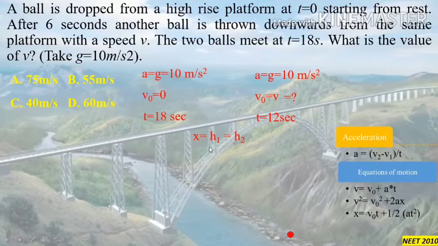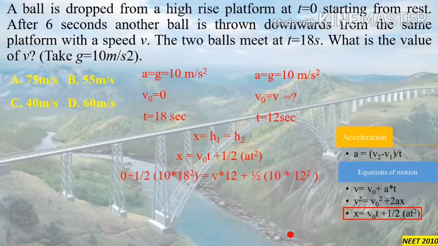To find out the distance travelled by any accelerating body, we have the third equation of motion. So using this third equation of motion for both the cases, we can write like this equation. For the first case, we can use a equal to 10, v0 equal to 0 and time t equal to 18 seconds. So v0 equal to 0, that is why the first value becomes 0 plus half of acceleration 10 and time 18 seconds. Half of 10 into 18 square must be equal to the distance travelled by the second ball.